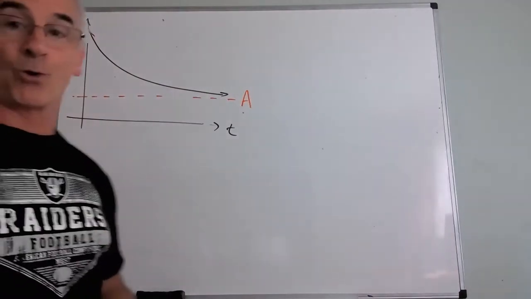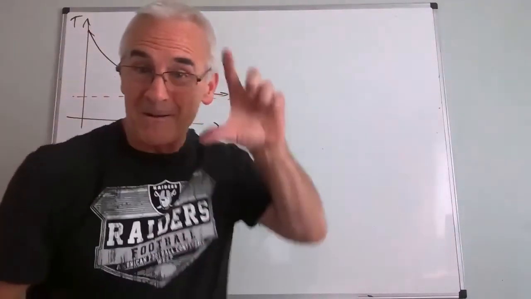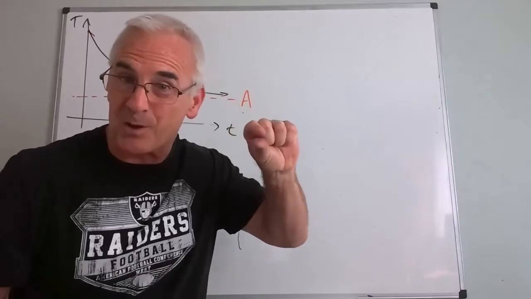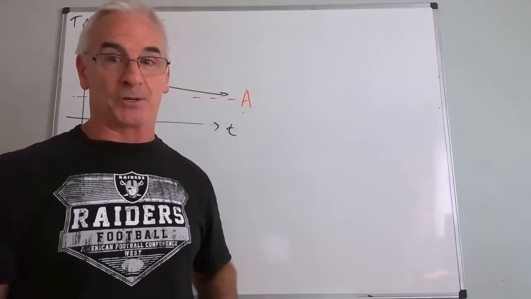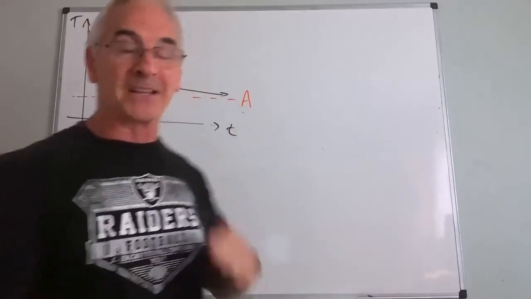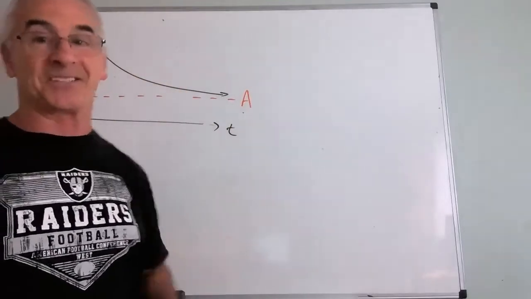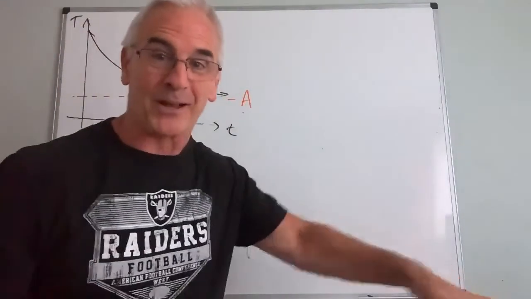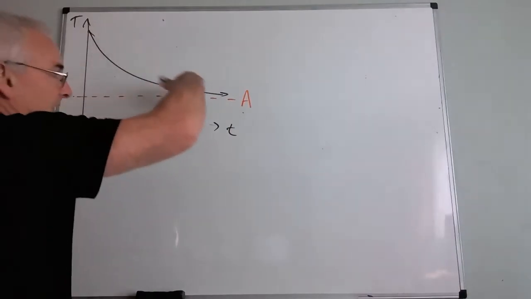Now, I can get so close to room temperature that the difference is getting smaller and smaller and smaller, but the difference can't be zero. That's impossible, because if it reached room temperature, that means it's not an asymptote. It keeps going. Oh, so it's asymptotic.